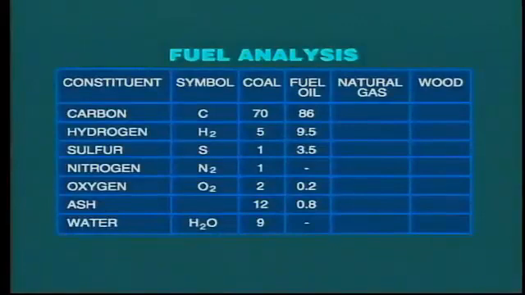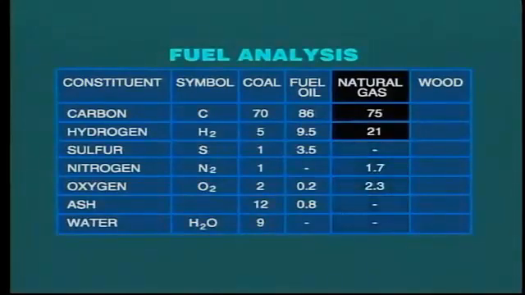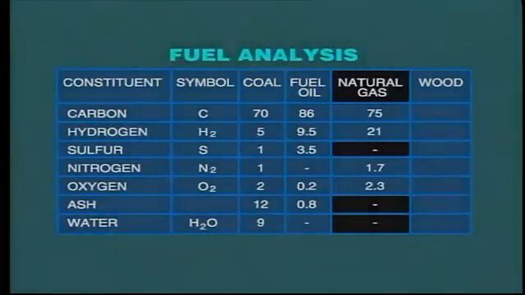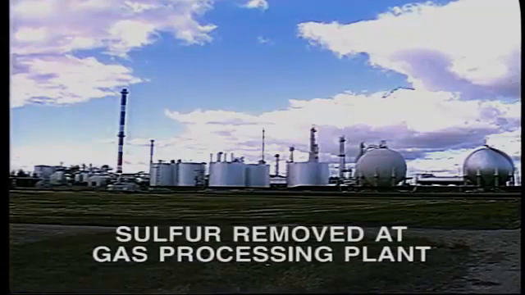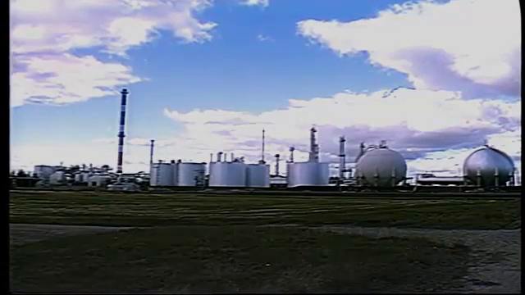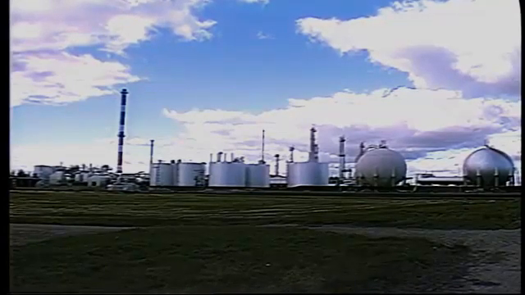Now, as another comparison, let's look at the typical analysis of natural gas. Here again, the amount of carbon, and particularly the hydrogen contained in the fuel, is very high. Moreover, there is no ash or moisture or sulfur to contend with. These unwanted elements are removed, or at least significantly reduced by processing at the source. It is no wonder that natural gas is a preferred fuel when available.